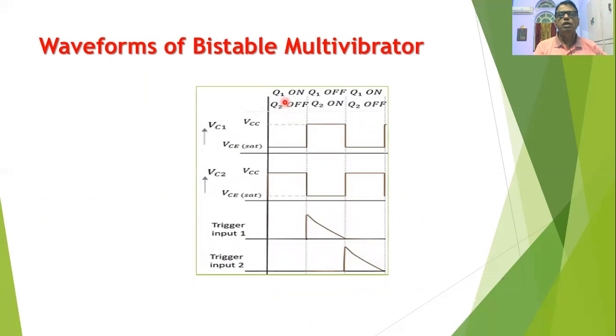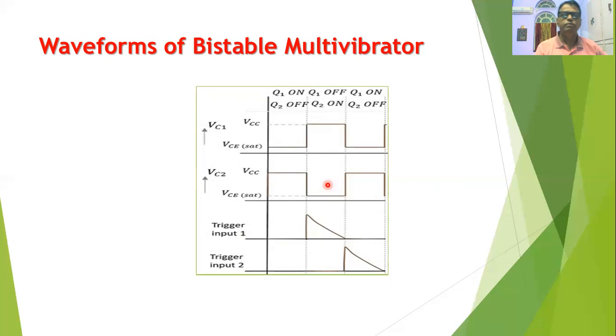Initially, we suppose that Q1 is on and Q2 is off, and therefore VC1 is VC saturation and VC2 is almost equal to VCC. When we want to change the state of the bistable multivibrator, we need to apply a positive trigger to the base of the off transistor, and therefore you will find that now the transistor Q1 will go into the off state and the transistor Q2 will go into the on state. Therefore, the collector potential of Q1 rises to plus VCC and the collector potential of Q2 falls down to VC saturation.